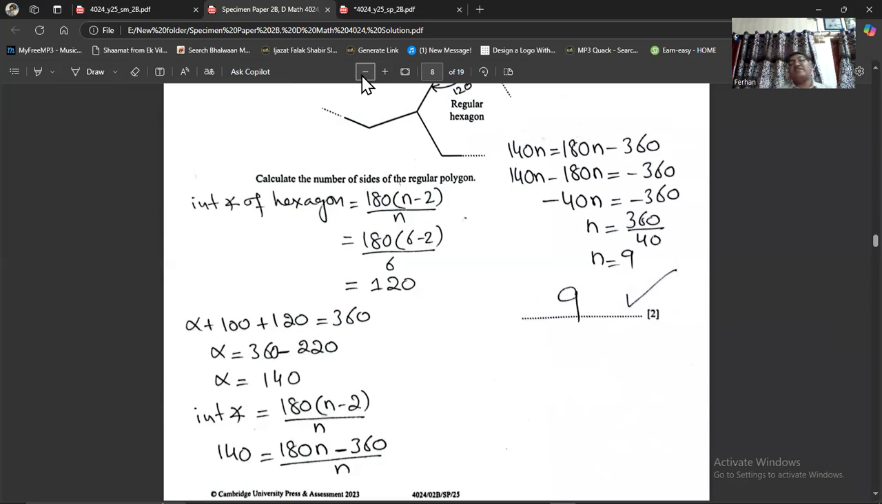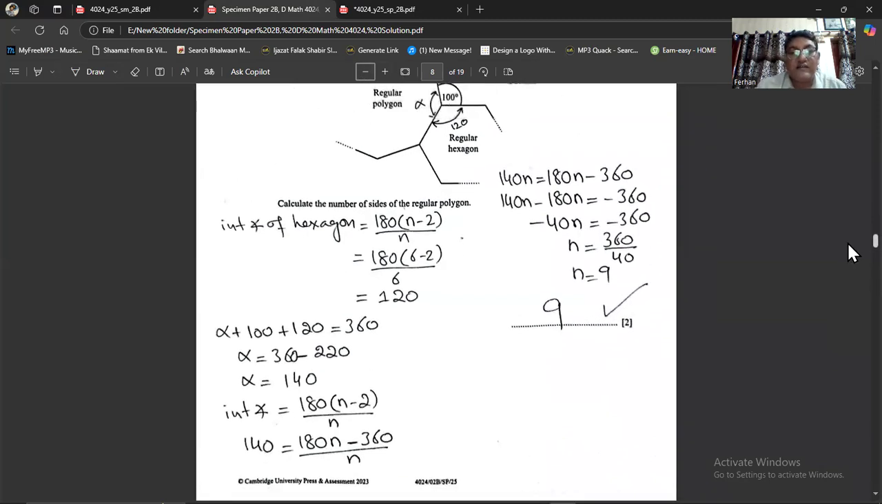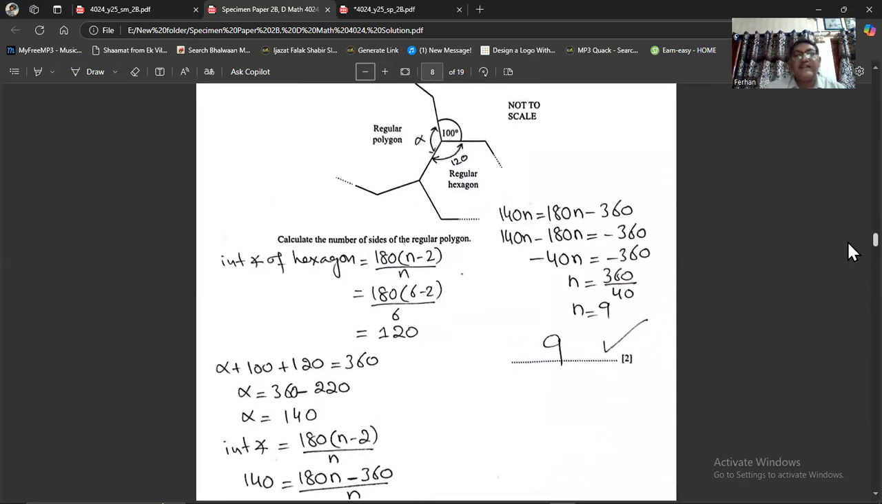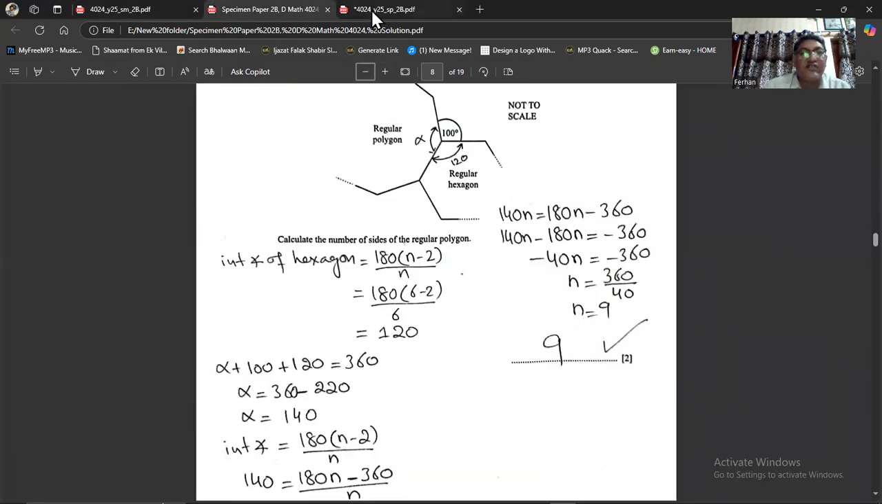So n will be equal to 360 divided by 40, and n will be equal to 9. So that regular polygon has 9 sides. The solution of this paper is showing up on your paper. You can take your time with the solution. 9 is the answer, sir. Question number 8, B part, our answer is right.